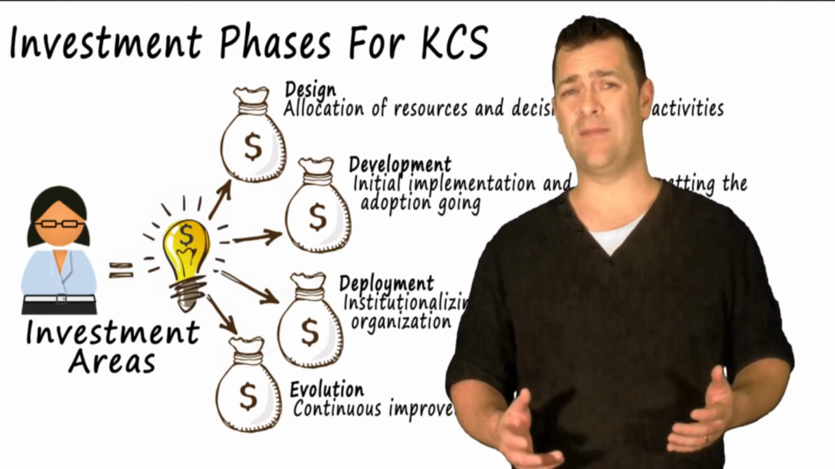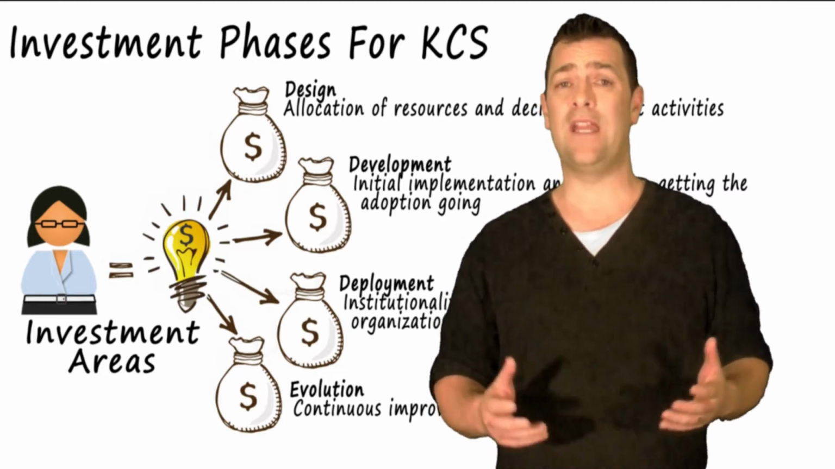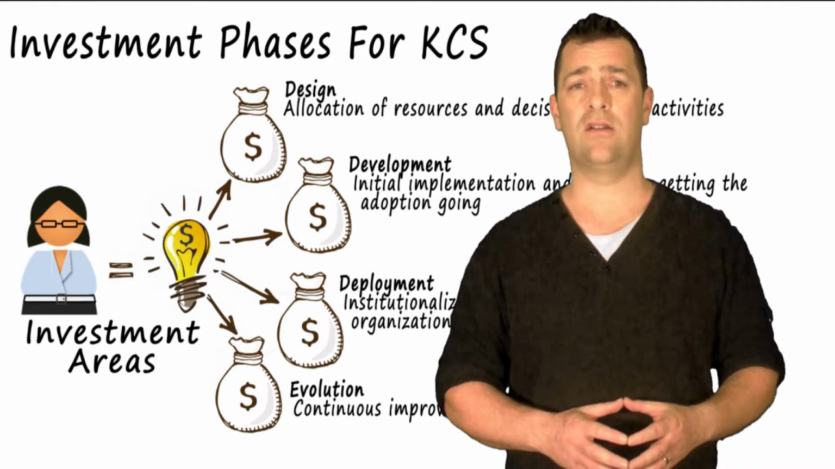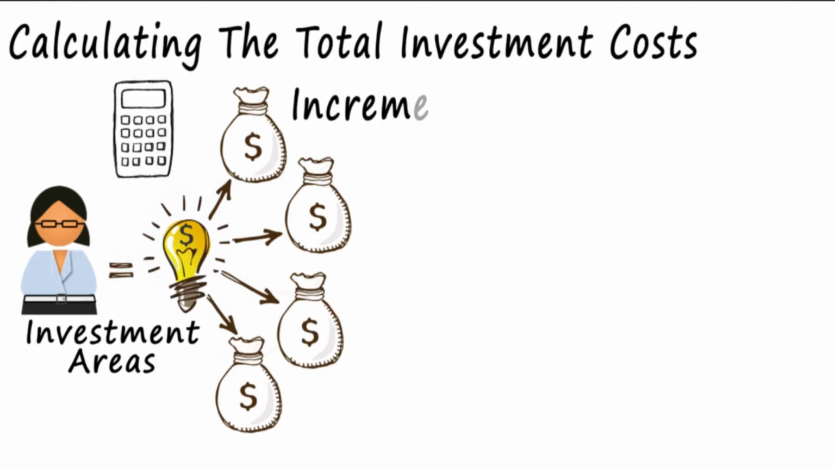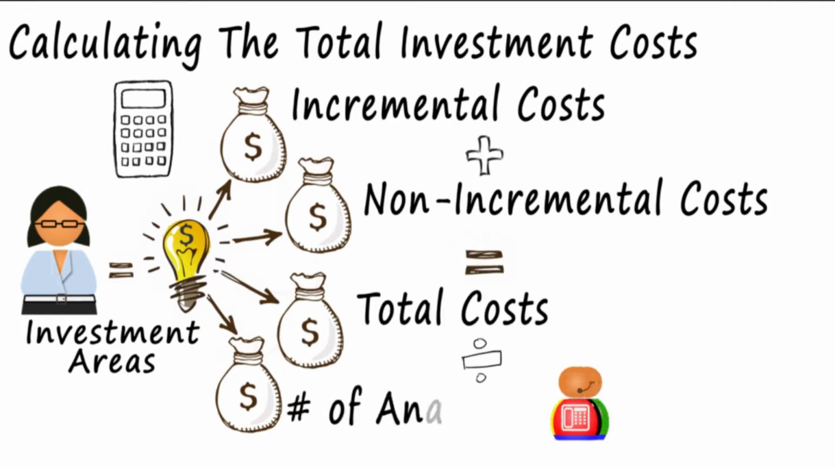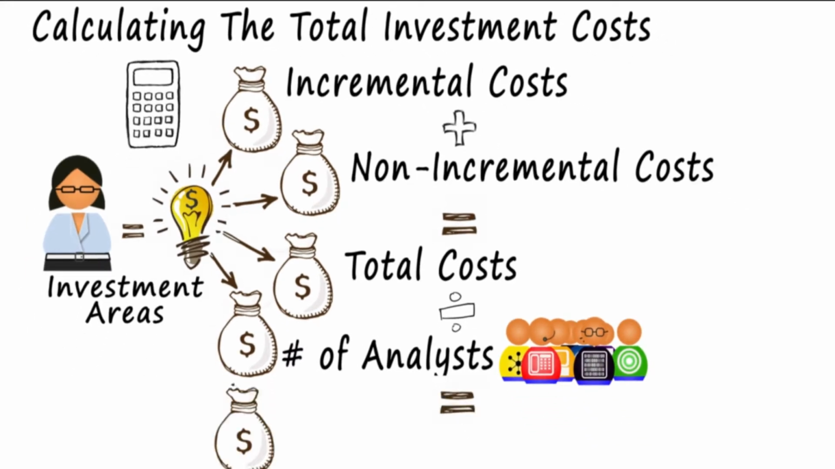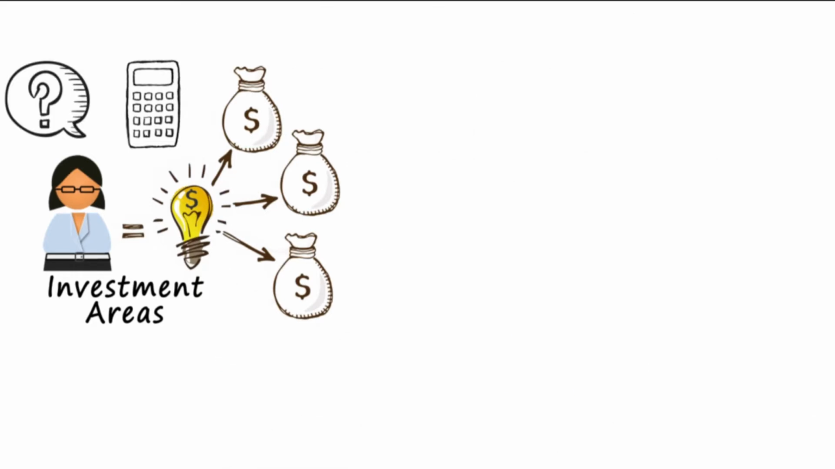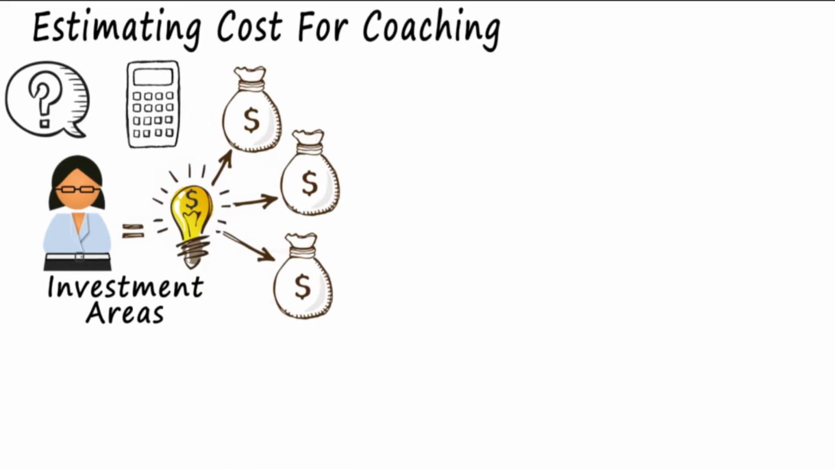Calculating the total investment can be difficult because many of the resources used are not incremental to the organisation. For other elements, the incremental costs are easy to identify. Each organisation will have to calculate the non-incremental costs they wish to include. Once we have the total costs, we can divide it by the number of analysts to figure out the KCS investment per analyst.